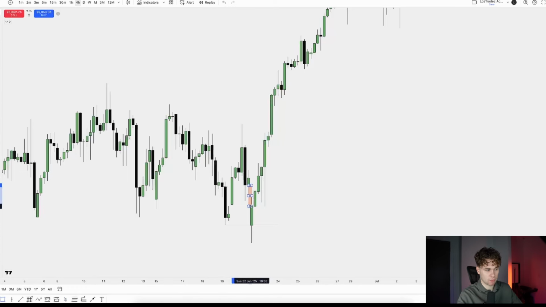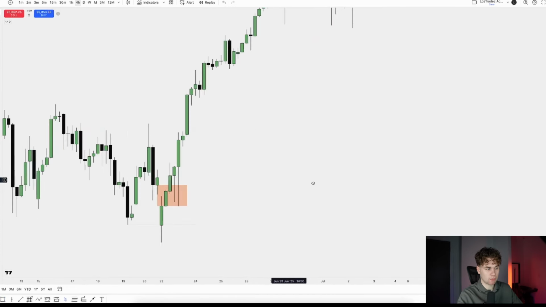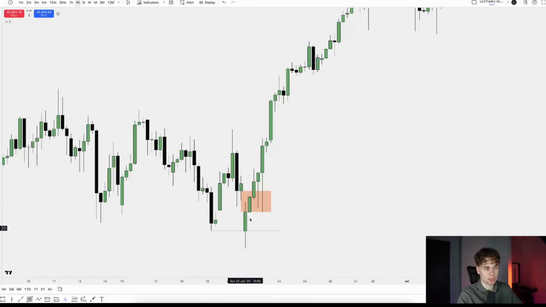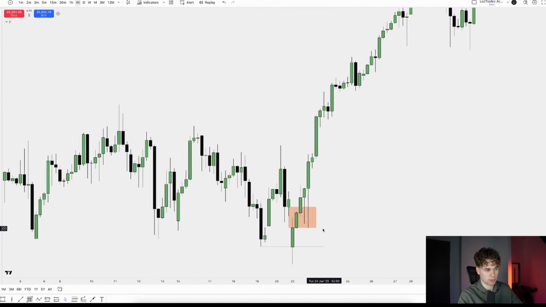For example, volume imbalance, okay? This volume imbalance after a stop run gets closed above. Now you would enter here on the return to the volume imbalance with your stop loss below there, or below this low if you want to be more conservative.